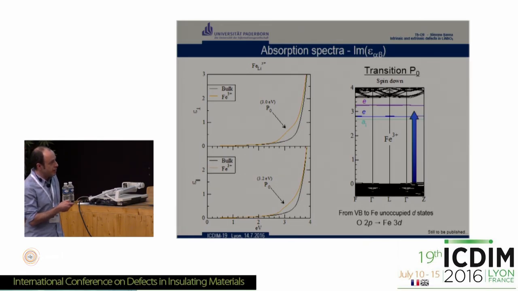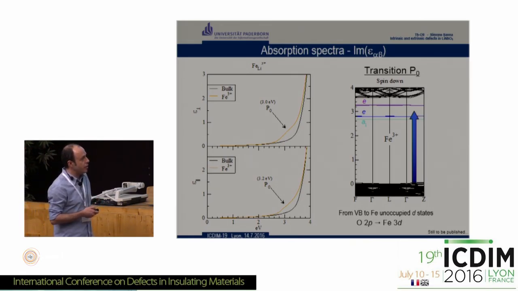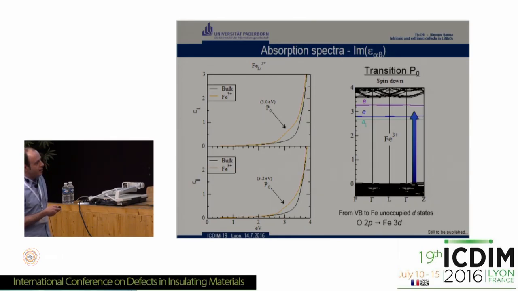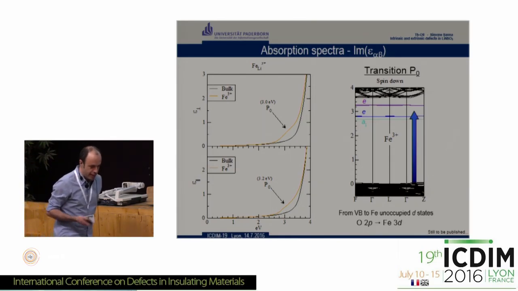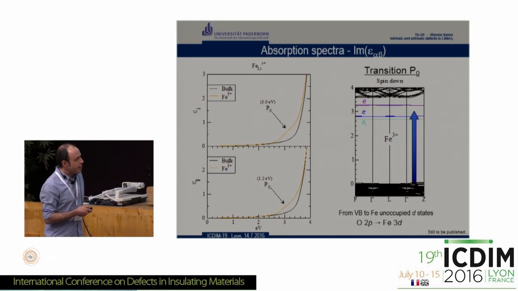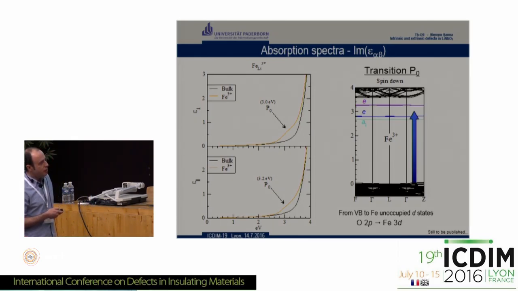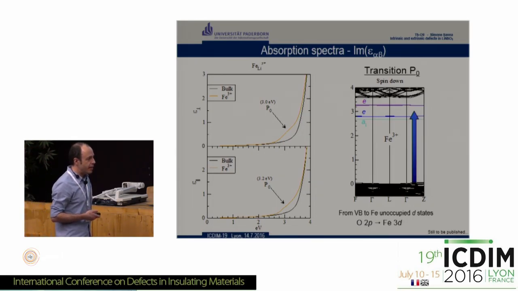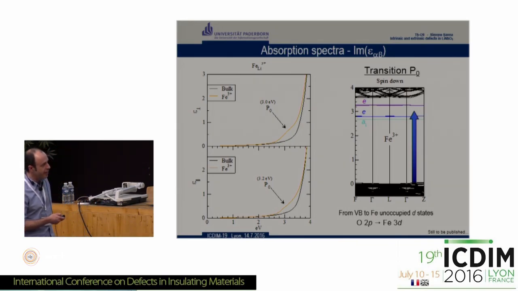Well, we have calculated the spectra. What you see here is only the imaginary part of the dielectric function, which is strongly correlated to the absorption spectra. And we see here a transition in the spectra at about 3 eV. The black line is the pure material, and the yellow line is the doped material.